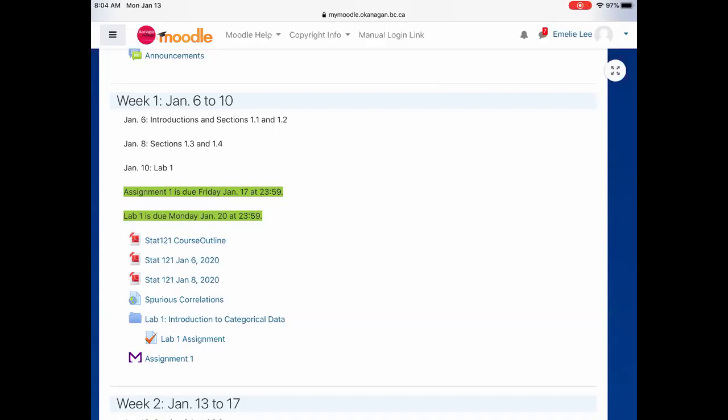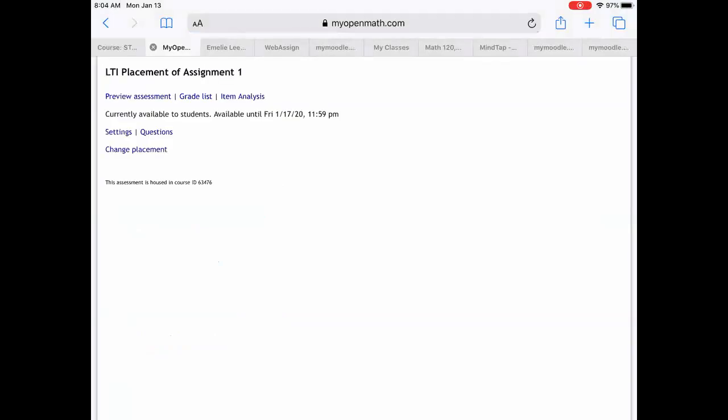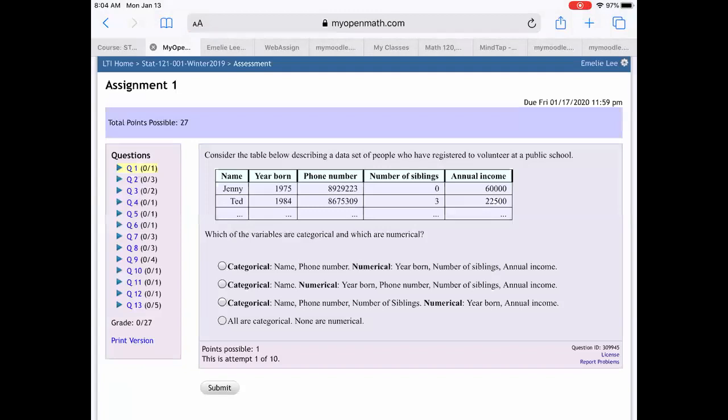Because when I click it, it doesn't act like a student for me, so I can just go preview assessment, and then that's what it'll look like. But it should just take you straight to that assignment. So if you give that a go and that's not what it looks like, then please just let me know and I can figure it out.